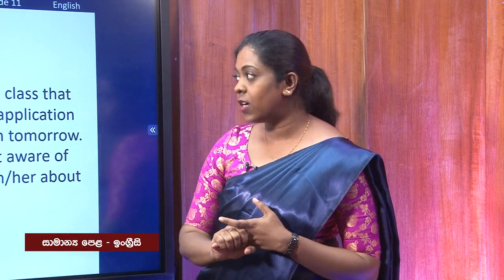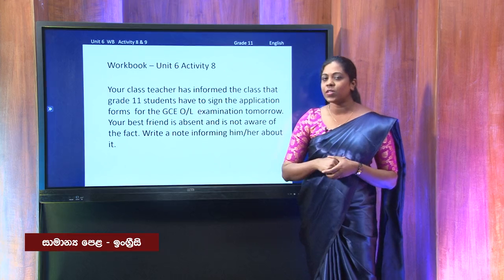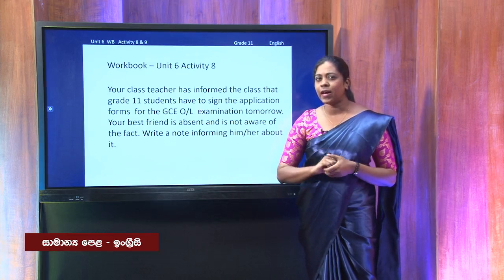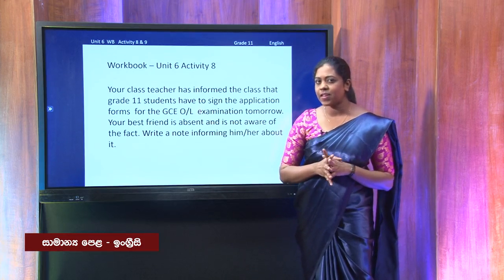Let's read it again. Your class teacher has informed the class that the grade 11 students have to sign the application forms for the GCE O-level examination tomorrow. Your best friend is absent. Right? I'm emphasizing on that so that you can work on it. Okay, quickly jot down the clues. Okay, we can leisurely put it together and write the note.